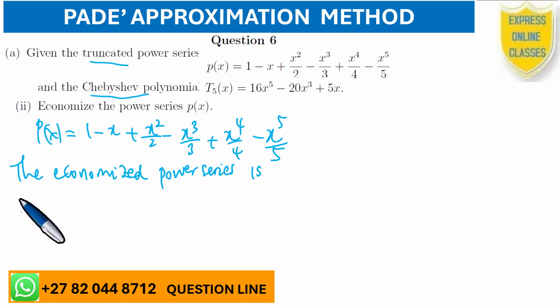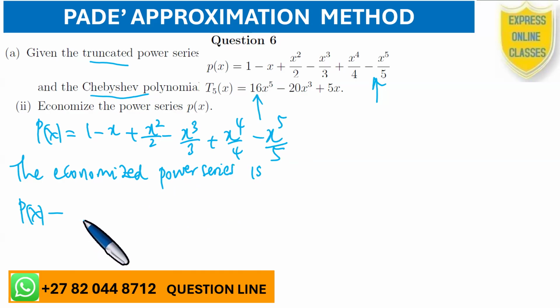If we take the polynomial P of X, which is the truncated power series, terminated, doesn't run to infinity, doesn't have the plus ellipses and so on, we have this power series, and then we subtract. We want to remove the highest power. What is the highest power here? It is x to the fifth power. So we want to remove the x to the fifth power. And here we identify x to the fifth power in the t sub 5.